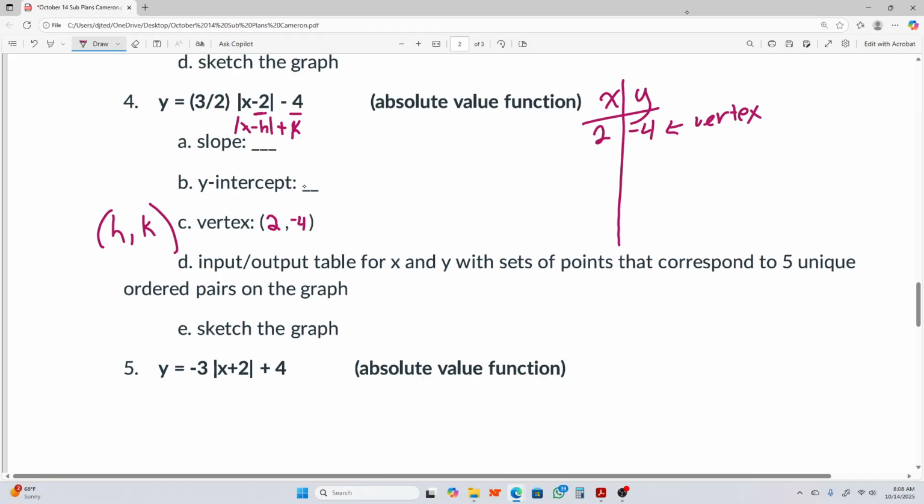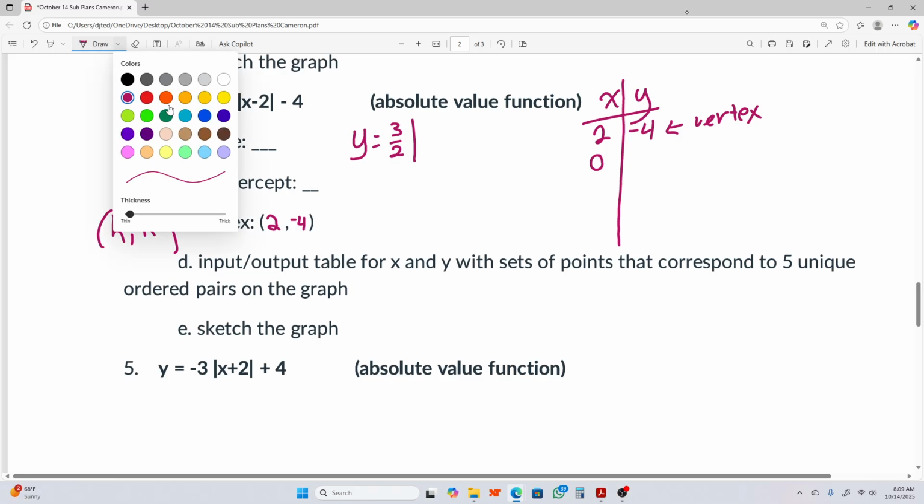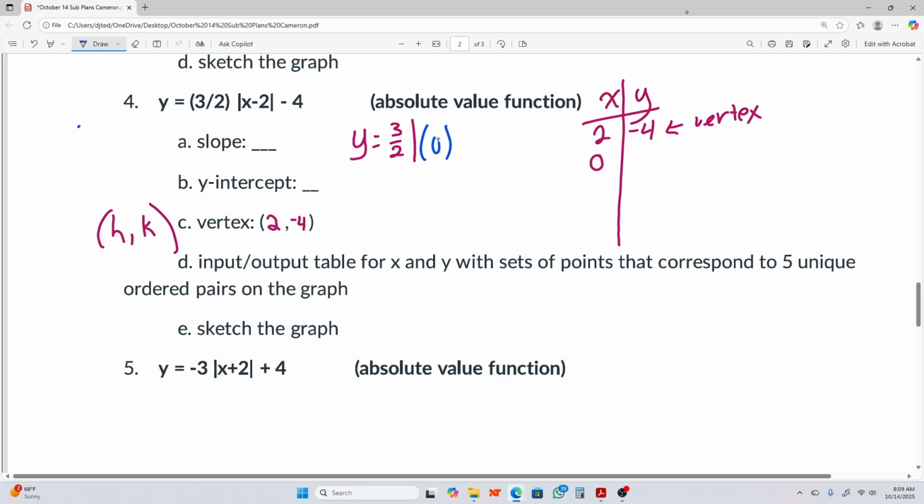Another important one, find the y-intercept. What is y when x is 0? So we're going to take our formula and we're going to plug in a 0 for my x. Zero minus 2 is negative 2. Absolute value of negative 2 is positive 2. 3 halves times 2, you can put it on the calculator, that's going to be 3. 3 minus 4 is negative 1. My y-intercept is negative 1.